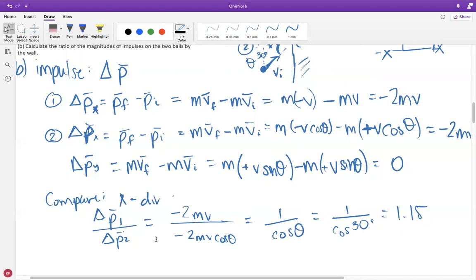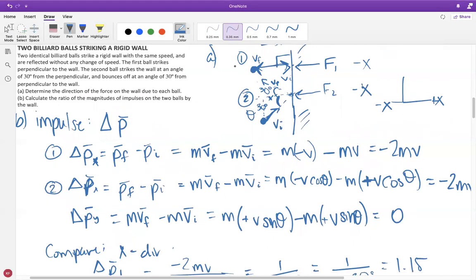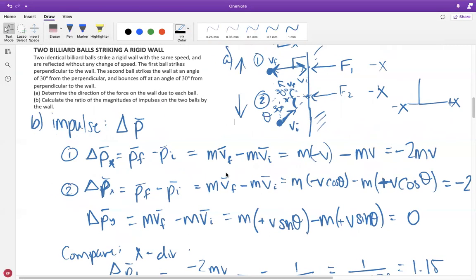So the impulse of our first scenario is 1.15 times the amount of the impulse in our second scenario. Okay, so this impulse is higher than this impulse. All right, so I'm going to stop here and then I'll continue in another video with more examples.